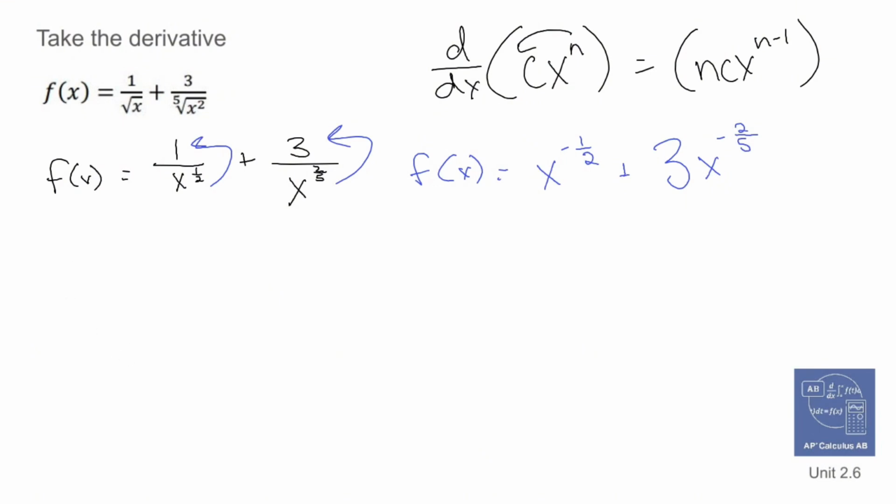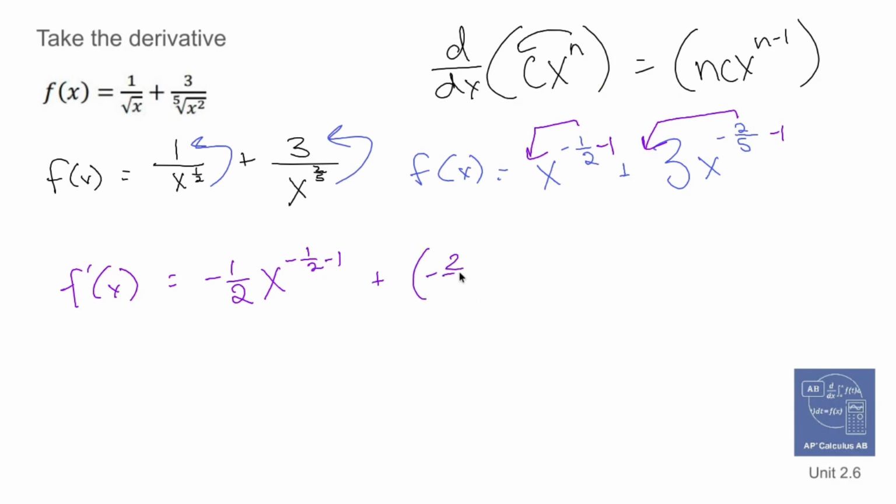Now I can say that f prime of x is going to have me dropping this down and subtracting 1. Dropping this down and subtracting 1. So dropping down the negative 1/2, okay, x to the negative 1/2 minus 1. I'll clean that up in a bit. Okay, plus drop down the negative 2/5 multiplied to that 3 that's already there, x to the negative 2/5 minus 1. Let's clean this up using two steps.